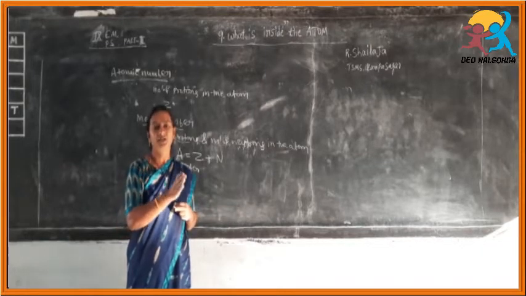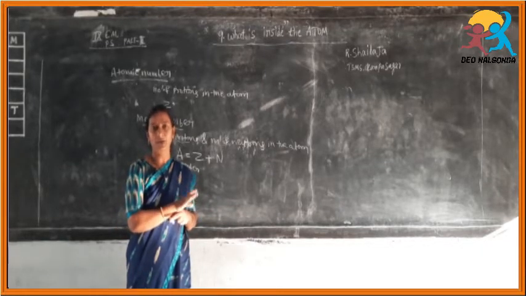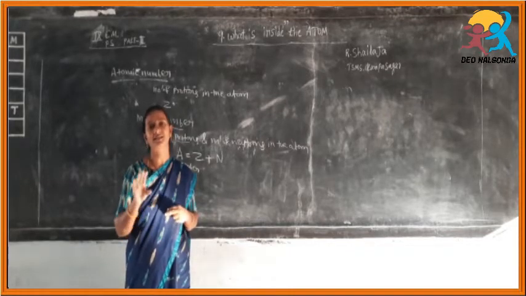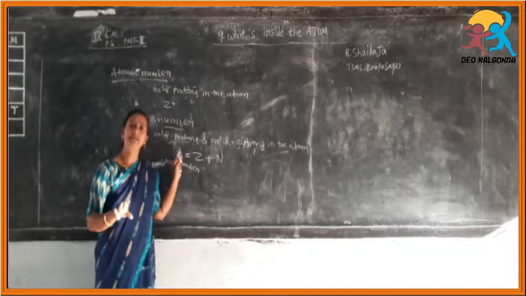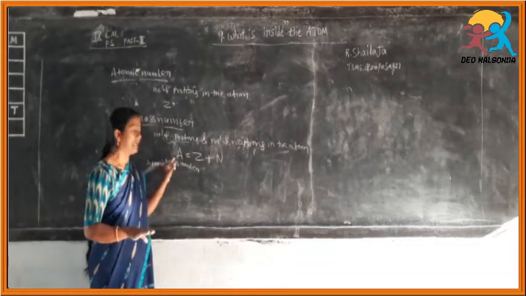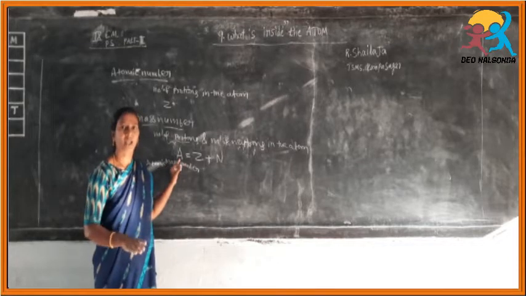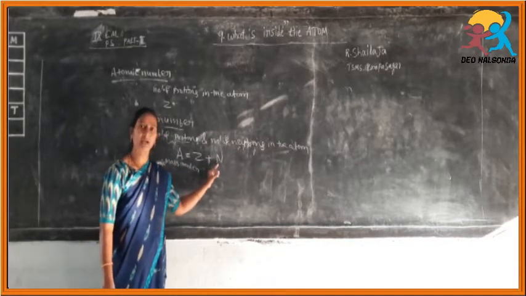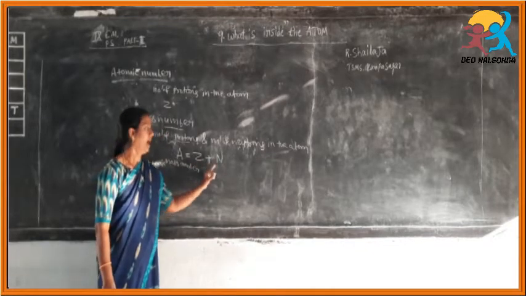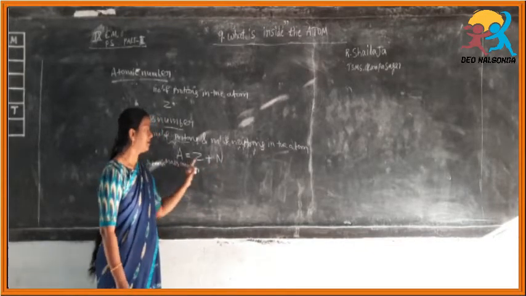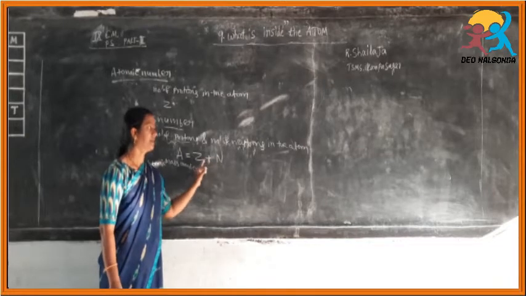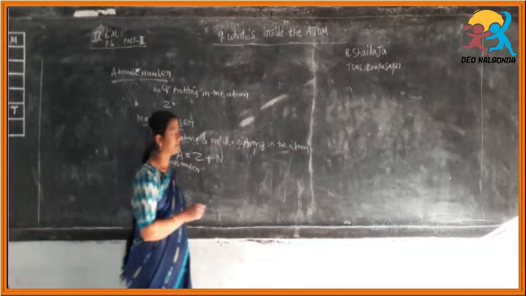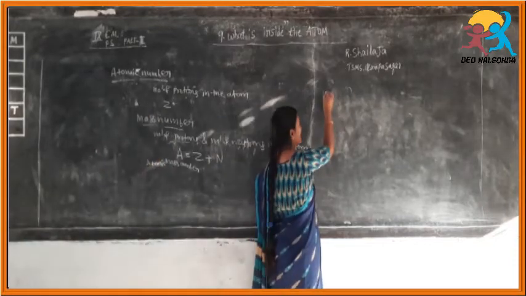So the electron particle mass is very negligible. When we consider the total atomic mass, we consider only the proton particle mass and the neutron particle mass. So the atomic mass number A is equal to the number of proton particle mass and neutron particle mass. The number of protons is Z and neutrons are N. So the sum of the protons and neutrons mass is equal to the atomic mass number. Okay, so, writing the symbols.